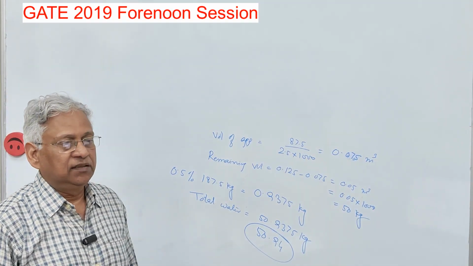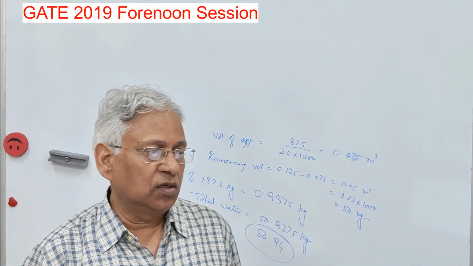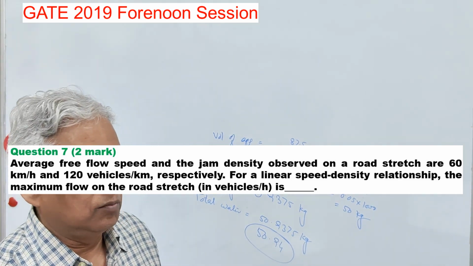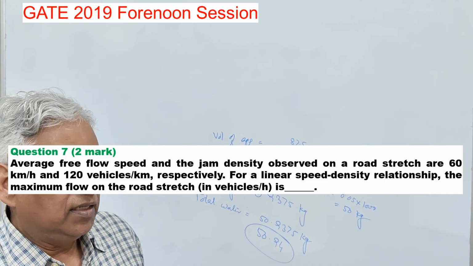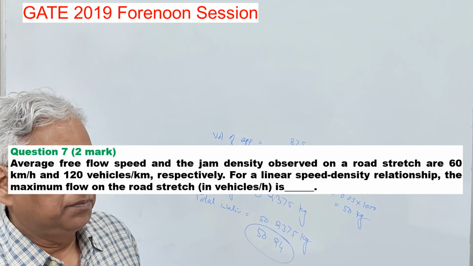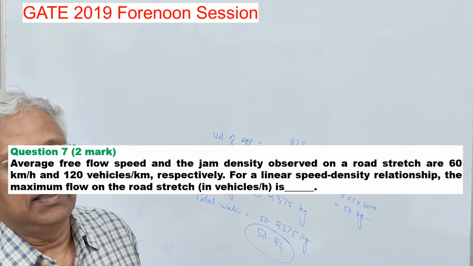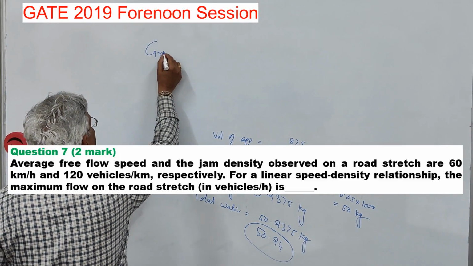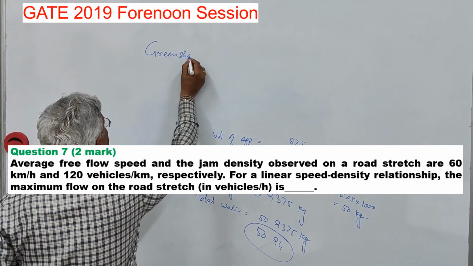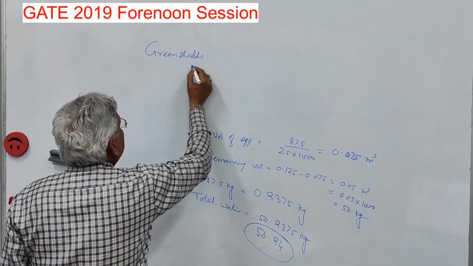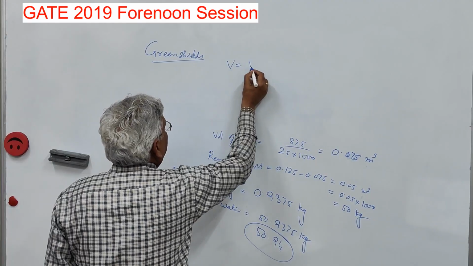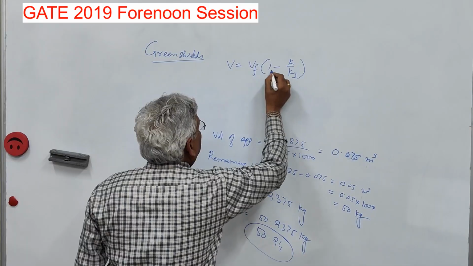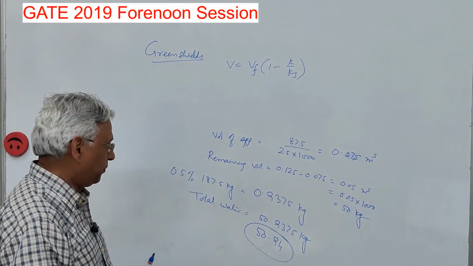Question number 7. Average free flow speed and jam density observed on a road stretch are 60 km per hour and 120 vehicles per kilometer respectively. For a linear speed density relationship, the maximum flow on the road stretch will be. Now this is a linear relationship, also called Greenshields theory, Greenshields equation. It says that V is equal to Vf times (1 minus K upon Kj). I have a separate video on this topic.